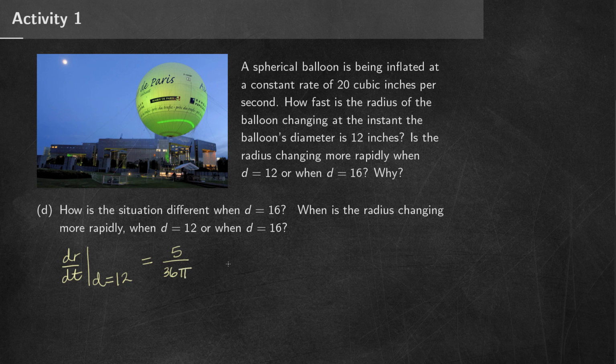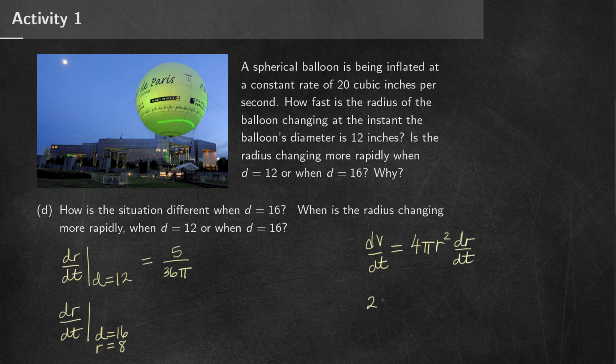And now we want to know what is that rate when the diameter is 16? So dr dt when diameter is 16, now when the diameter is 16, that means that our radius is 8. So we can go back to our equation for dr dt. We had dv dt equals 4 times pi times r squared times dr dt.